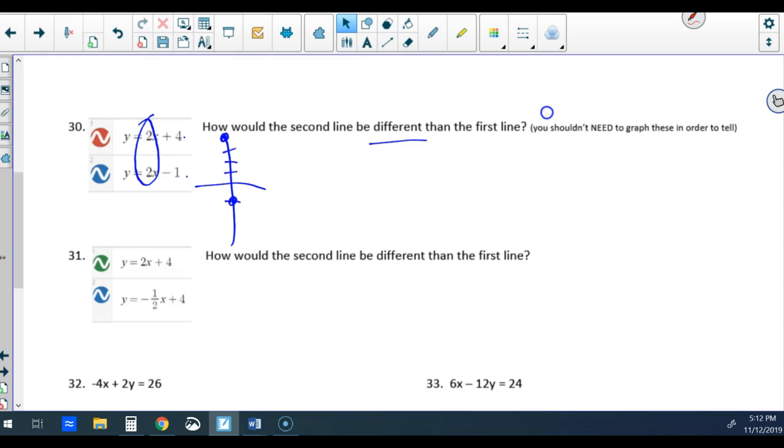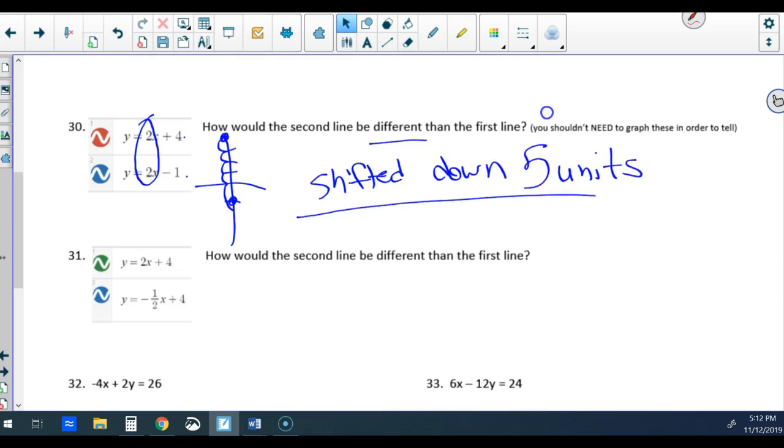So how is this bottom one different? Well, it's down 1, 2, 3, 4, 5. Shifted down 5 units. Look at that handwriting, that's perfect.